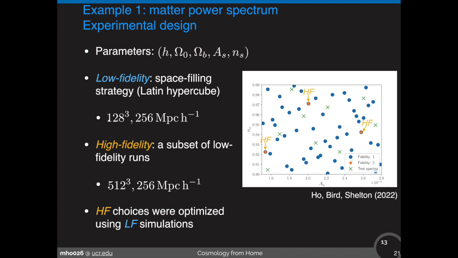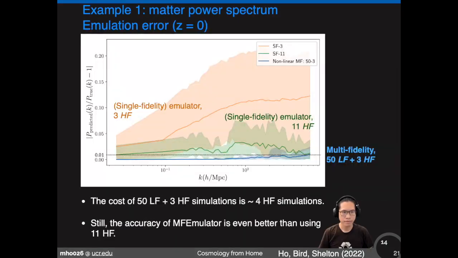What we are trying to do here is emulate with a resolution difference of 60 times greater in the particle numbers. So the result I show here is the emulation errors on the y-axis. The x-axis is the k scales for the power spectrum.